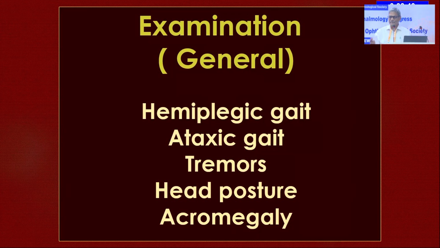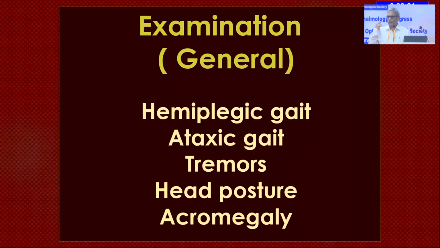Now a patient comes to your outpatient department. He is having a hemiplegic gait. Think about Weber syndrome. And he is having an ataxic gait, maybe cerebellar problems. And he is having tremors and all. He is having midbrain problems, Benedict syndrome. Head posture: just by seeing right and left, tilt and all, you can tell which muscle is involved. Straight away you can tell.